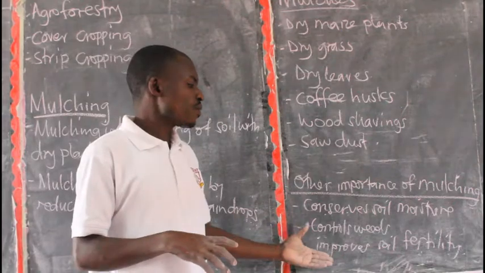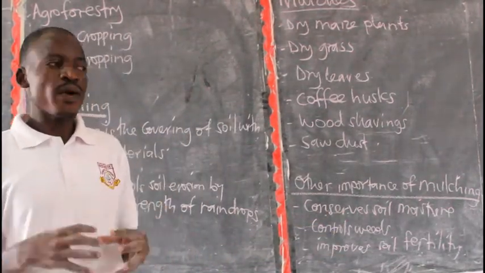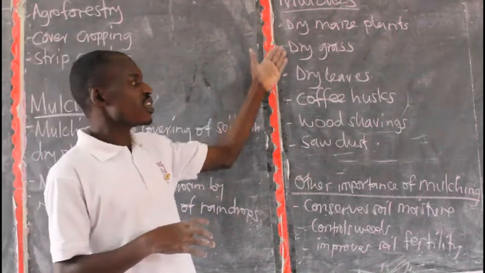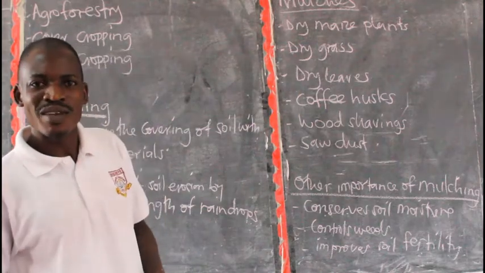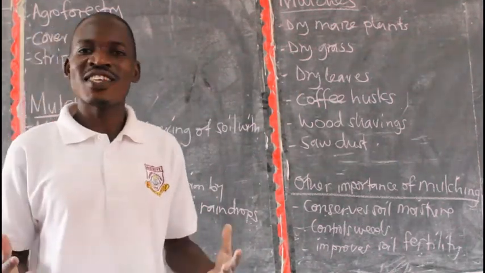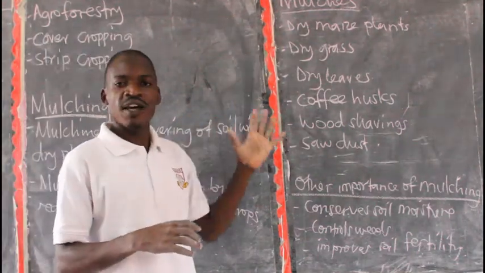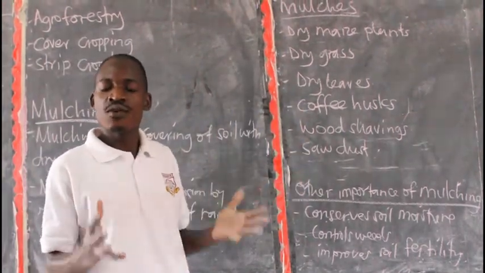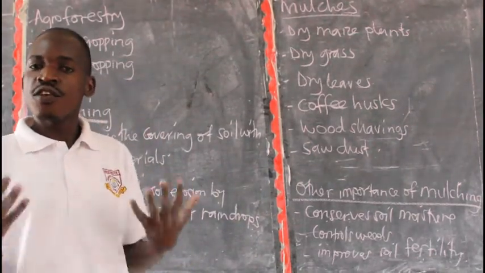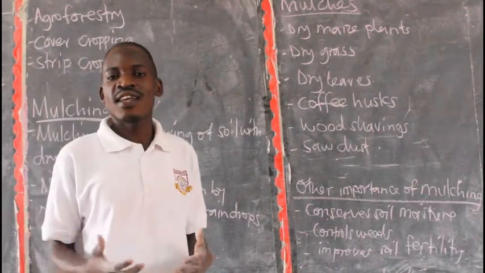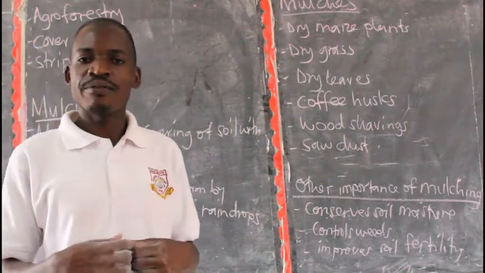Then we have improved soil fertility. Mulching improves soil fertility in the way that when you mulch your garden using plant material, these plant materials are biodegradable. What does it mean? It means that they can easily rot and form humus. So when you put there your grass and dry maize plants, these materials can dry, rot, and easily form humus. And when they make humus, they make the soil fertile and your plants will enjoy the nutrients from the soil.